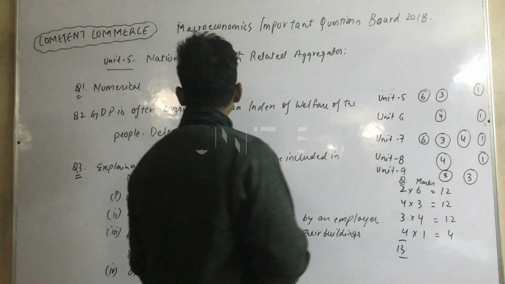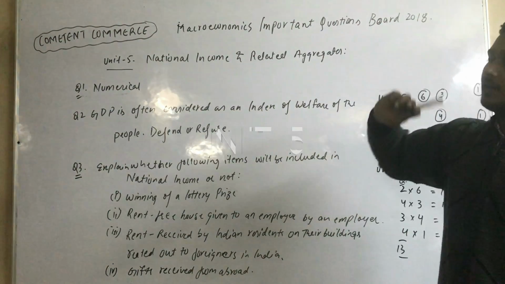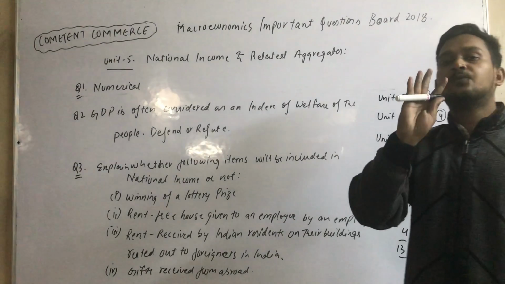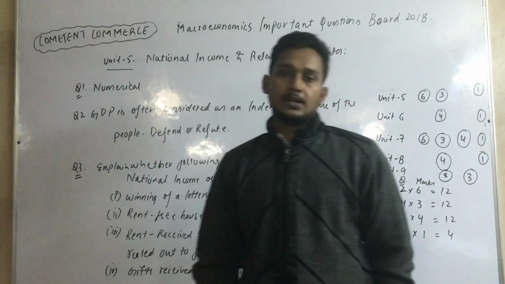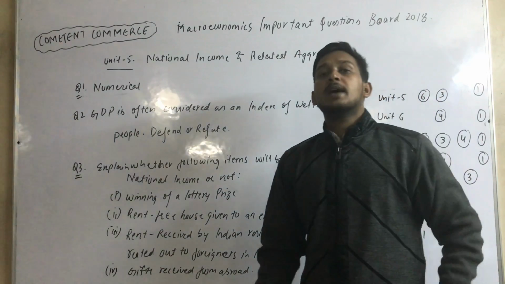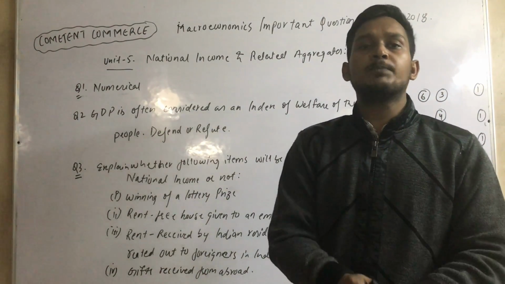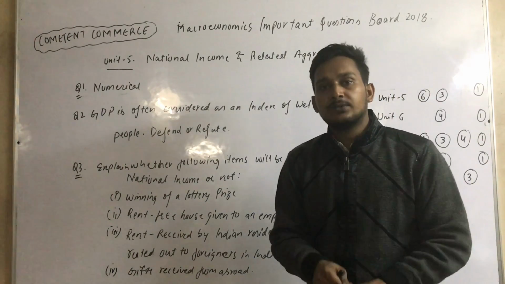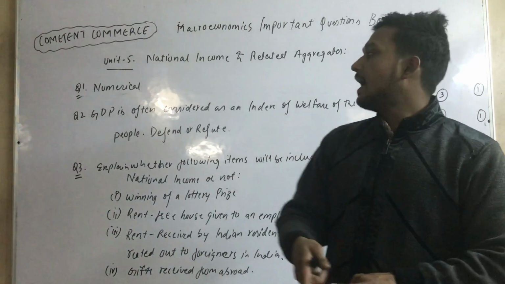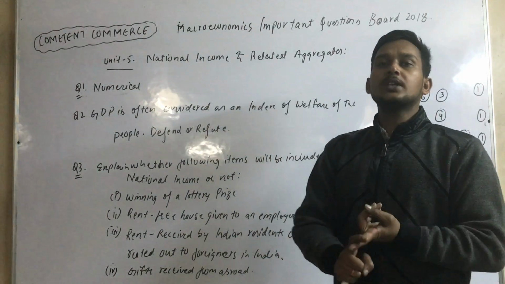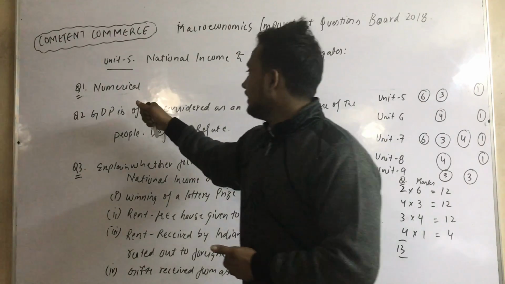So now come to the first unit, unit number 5. Unit number 5 is your national income and related aggregates. From this, there are 4 important questions. Question number 1 is based on your numerical part. Which numerical? The numerical of measurement of national income, as only one numerical topic is left, that is the measurement of national income: value added method, income method and expenditure method. Thus one question of 6 marks will definitely be asked from this.